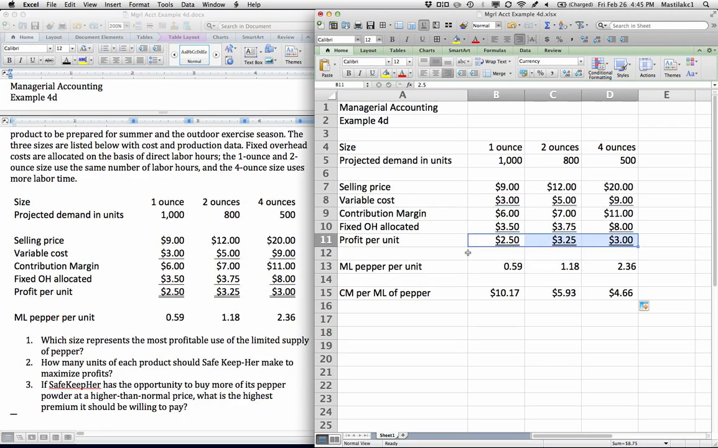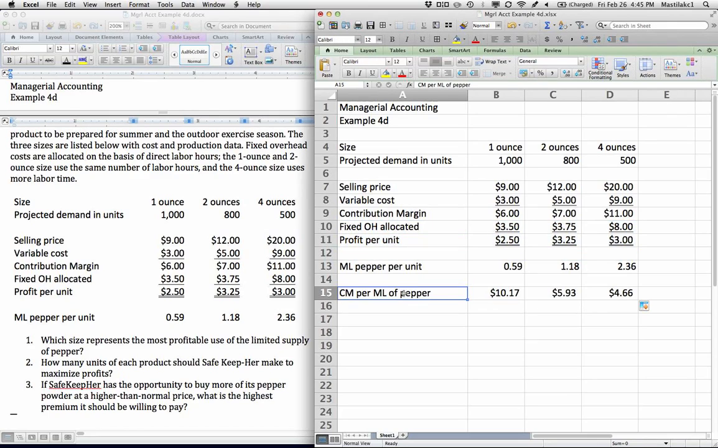If we look at this misleading profit per unit number, because we have distortions in how our fixed overhead is allocated, this number is not going to be terribly useful anyway. But this number would tell us that the 2-ounce product would be the most profitable based on the way our overhead's allocated. But again, changes in what we make on a short-term basis won't affect our fixed costs, so we can ignore these last two rows.